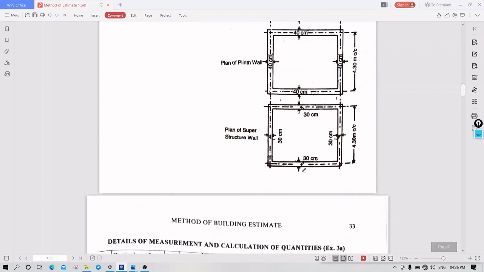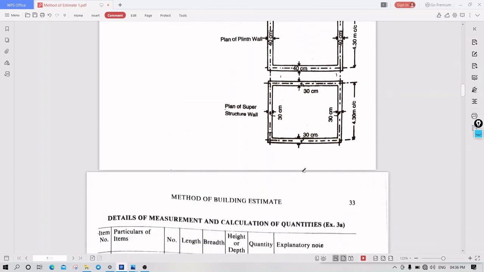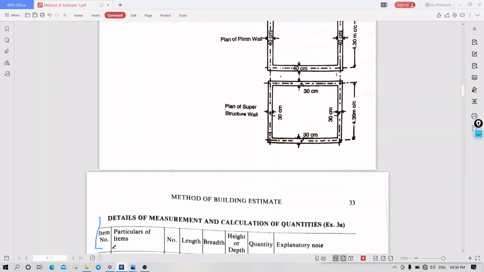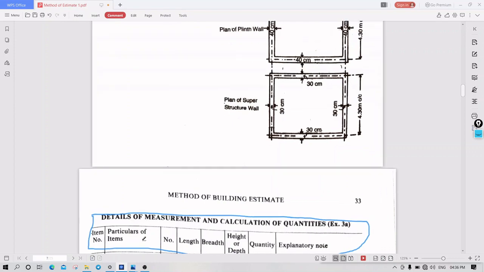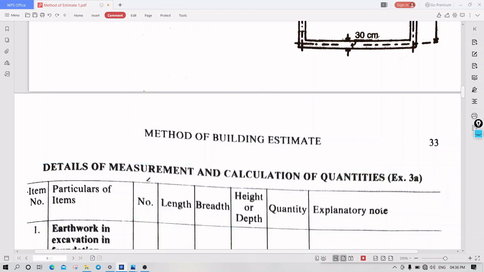Now, before estimating, what do we have to do? We have to put two tabular columns, one after the other. The first tabular column is details of measurement and calculation of quantities. Don't go directly for answers. In this tabular column we put item number, particulars of the items, number, length, breadth, height, quantity, and explanatory note. This is the tabulation form for the problem.